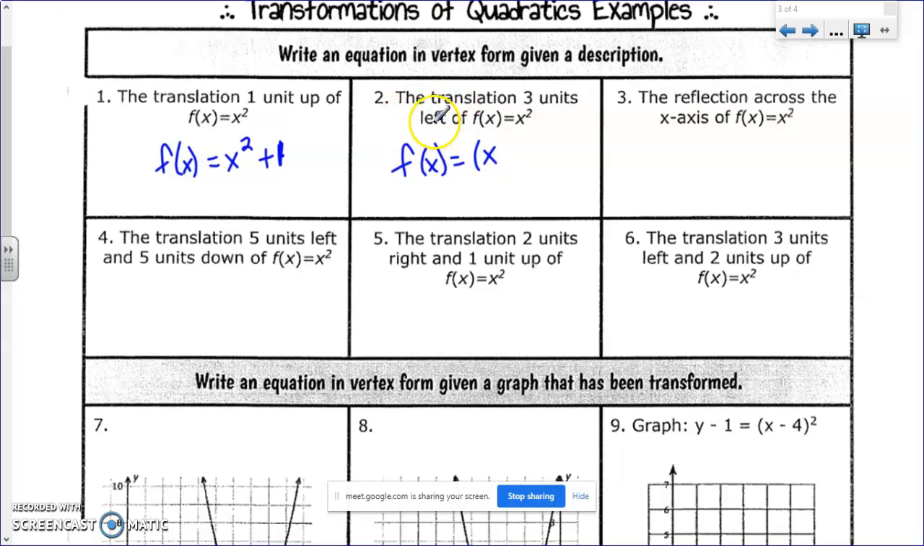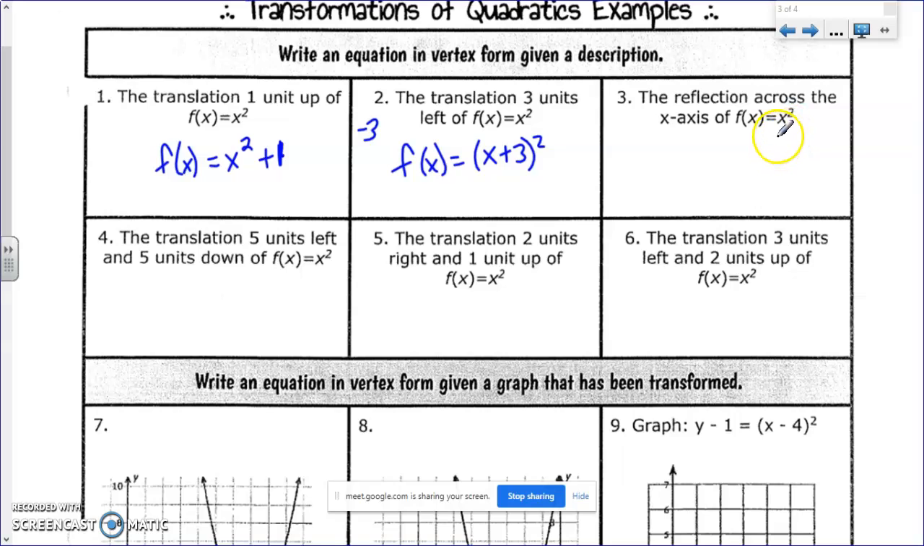So since it's left, then it would be plus 3 squared. Because left is negative 3. So what's the opposite of negative 3? Positive. Good? The reflection across the x-axis of f of x equals x squared.